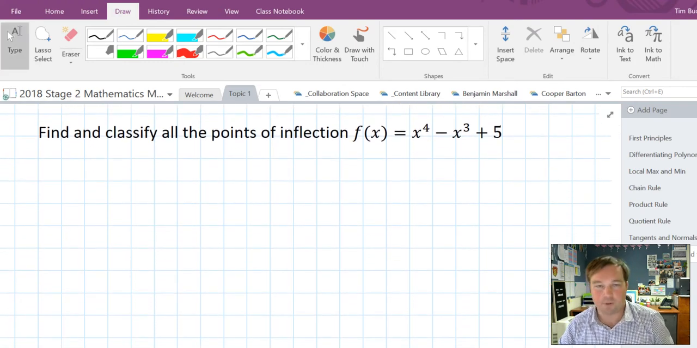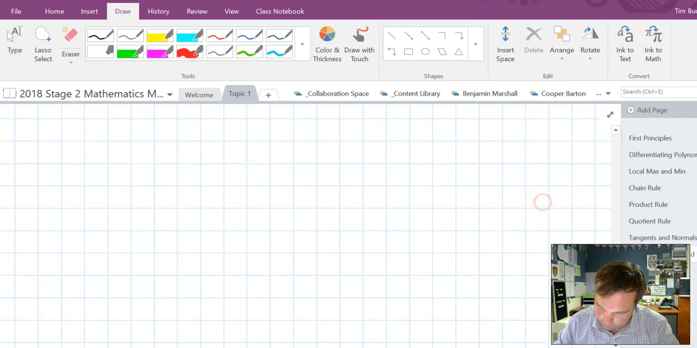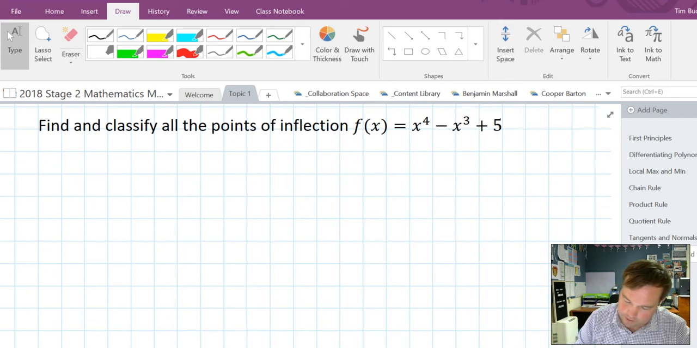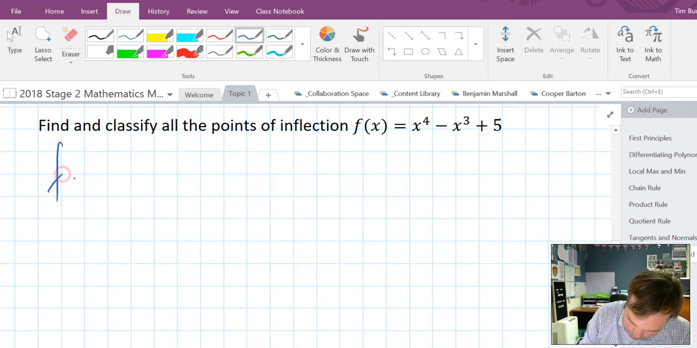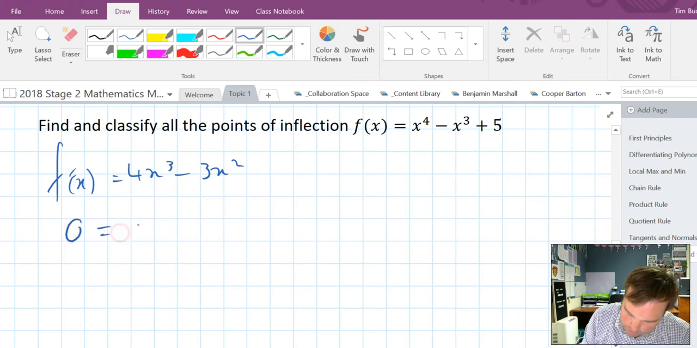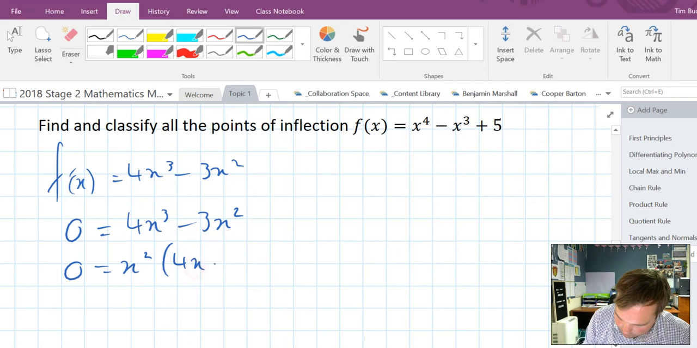Alright, this is a very typical type of question. Find and classify all the points of inflection. So, to do this, we look at the first derivative, f dash x, which is 4x cubed minus 3x squared, and then we look at when this is equal to 0. We can factorize this quite comfortably by taking out an x squared, and what we're left with is 4x take 3, and therefore our solutions for x are 0 and 3 on 4.